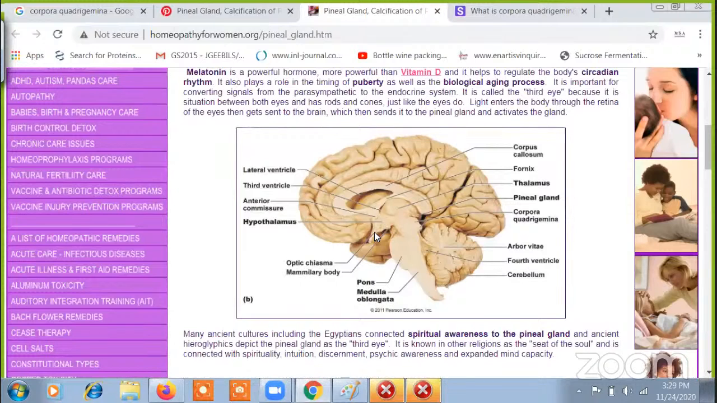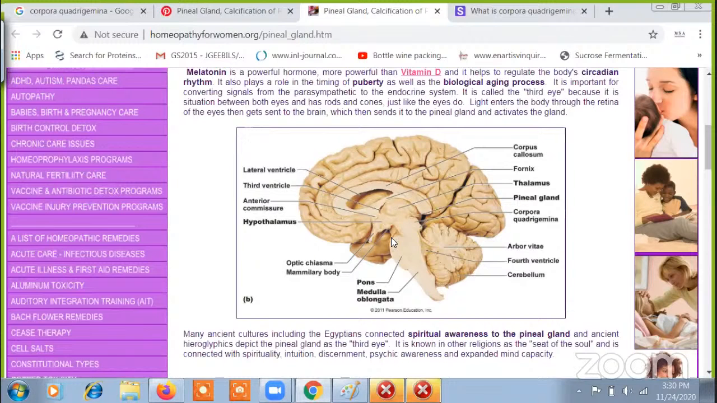Please pay attention, this is midbrain, right? Here is the region of the corpora quadrigemina, which has two upper, at this side, two upper. This elevation is the superior colliculi. This elevation is the inferior colliculi. So upper two, lower two. Superior colliculi is the relay center for the vision, and the inferior colliculi is the relay center for the auditory stimulus.